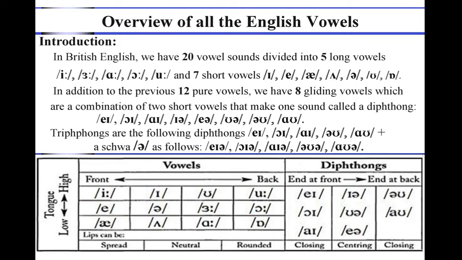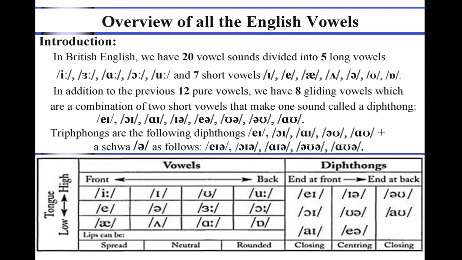Overview of the English vowels. In British English, we have 20 vowel sounds divided into 5 long vowels and 7 short vowels.